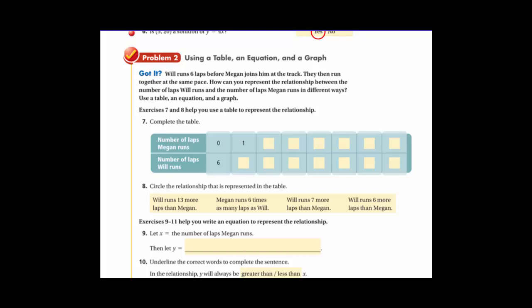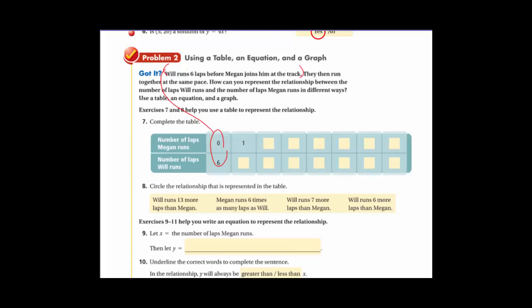So in number 7, we're supposed to complete the table. The first row shows the number of laps that Megan runs, and the second row shows the number of laps that Will runs. In the first row, it shows that when Megan runs 0 laps, the number below that shows that Will runs 6 laps. That's consistent with the first sentence. Will runs 6 laps before Megan joins him at the track. So he has already run 6 laps before she even starts. That's kind of what those two numbers mean.